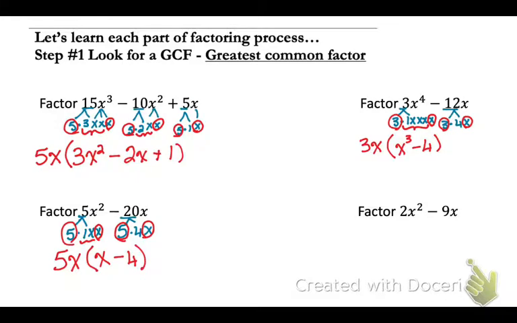All right, hopefully you're starting to see how this works. Now this next one, I'm looking at my 2 and my 9. Is there a greatest number that'll go into both of those evenly? There isn't one, so I'm just going to leave my 2 and my 9. Now I'm just going to look at my variables. I have 2 x's there and an x there. The only thing these two terms have in common is an x. That is my greatest common factor, so I'm going to put that up front. Everything I didn't circle goes back in my polynomial. That is step one, factoring out a greatest common factor.